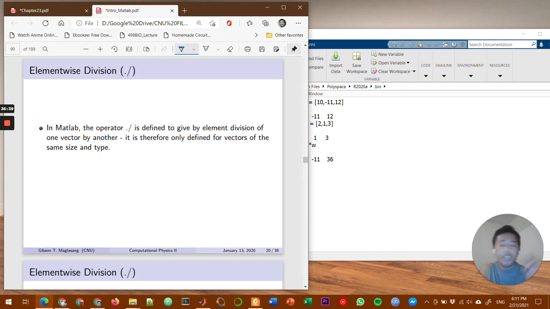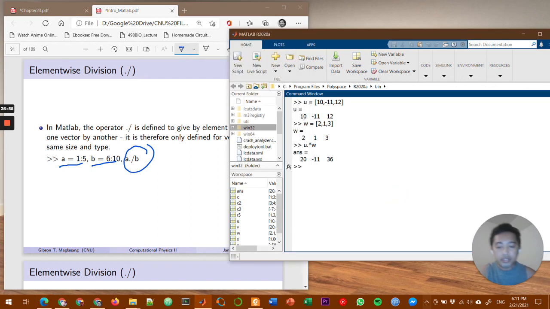Another is element-wise division. This is similar to element-wise multiplication, just division. The process is the same as earlier. It is element by element. If I have this one and this one, you can divide element by element. Let's do it. A equals 1 colon 5. That's my row vector A. Then my row vector B is 6 colon 10. They should have the same number of elements. They have 5 elements each. So we can perform element-wise division.